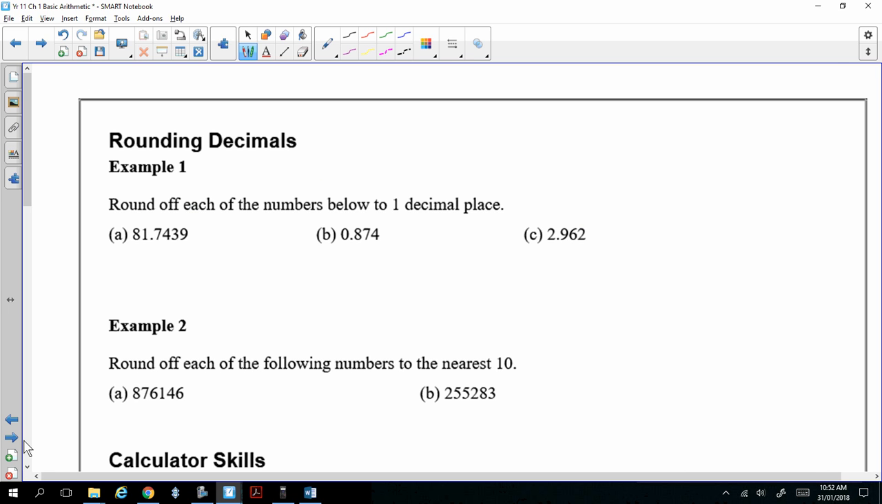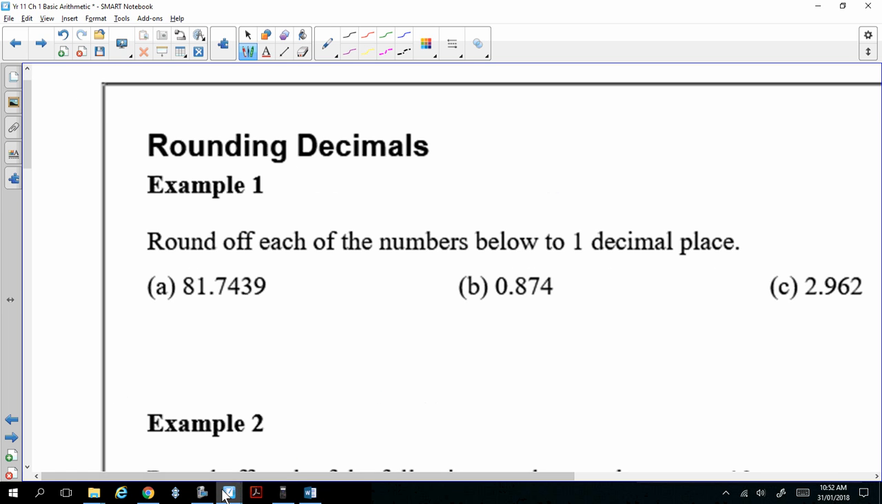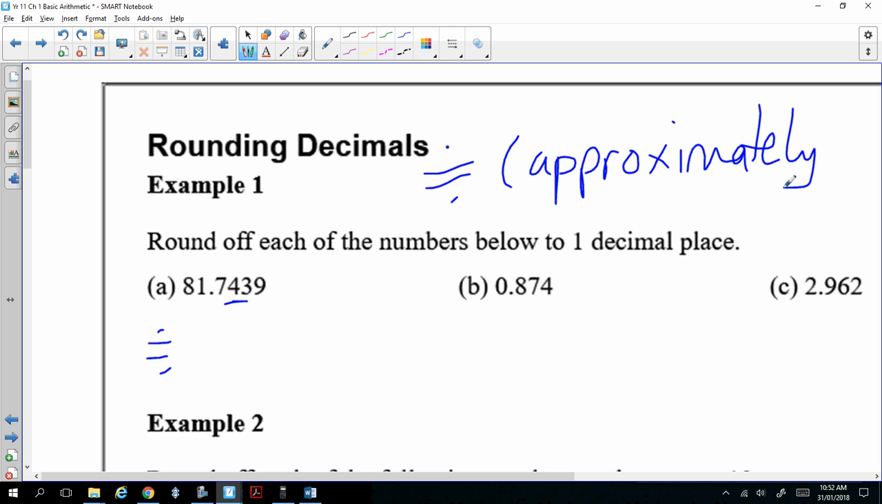All right, we need to know how to round decimals. So pretty easy. So round to 1 decimal place, round to 2 decimal places, etc. So how do I round to 1 decimal place? We're going to look at the second digit. See, that's 4. It's less than 5. So we're going to use this symbol. This symbol means approximately equal to. So whenever you round your answer, instead of writing equal, you write approximately equal, because you've rounded the answer.